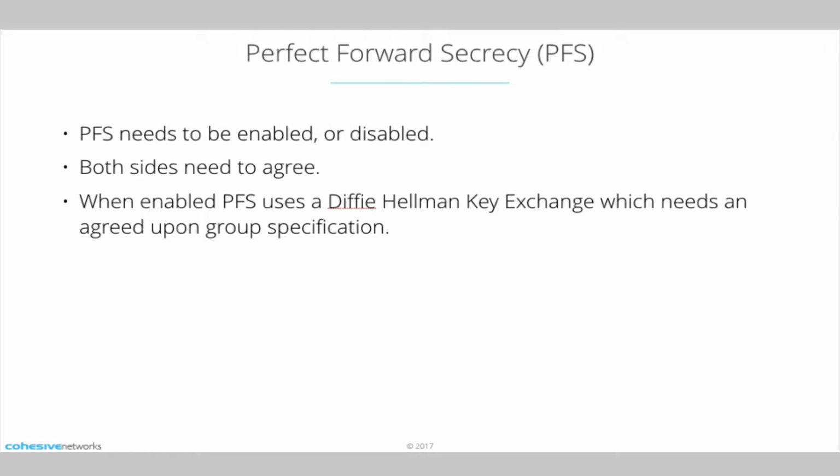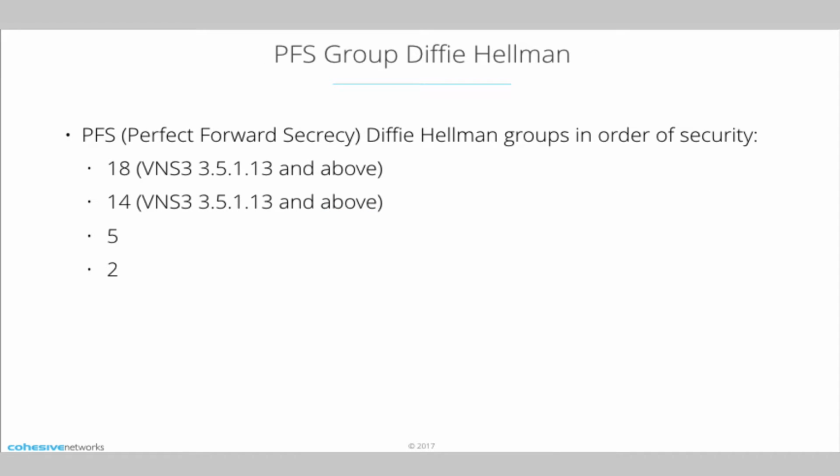Perfect forward secrecy is an on or off thing. Both sides have to agree. If you have PFS on and they have PFS off, we have seen it negotiate and connect, but then we see never-ending problems, so you won't have a stable connection. Both sides need to agree, and then you need to agree whether you're using one of these groups.